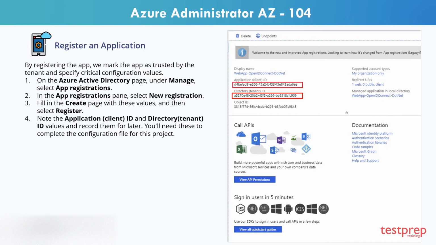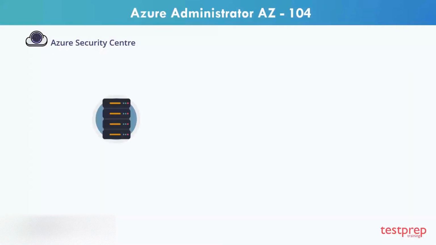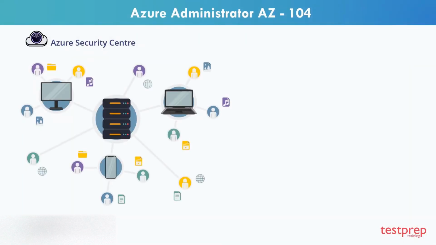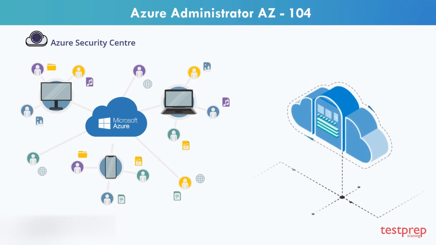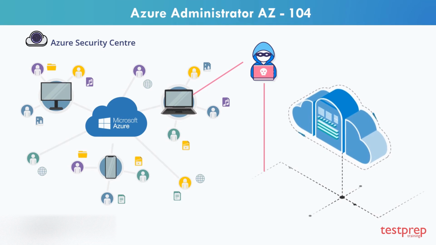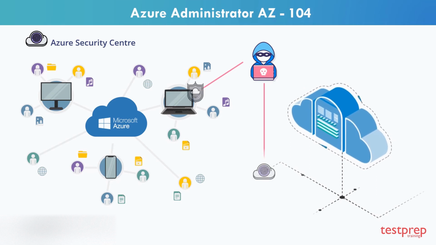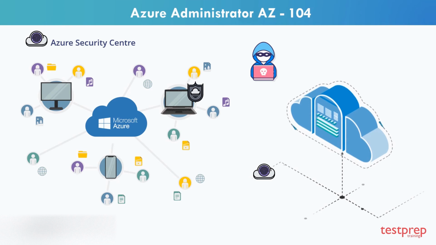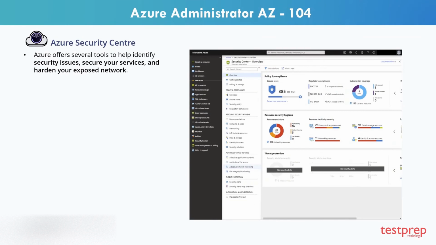You've now configured the Azure AD tenant, and performed the initial application registration, to enable your application to communicate with your Azure AD tenant. Keeping your cloud data and resources safe is a shared responsibility between you and Azure. Keeping track of created resources across the organization, and ensuring they comply with your security policies, is a full-time job for security operations. A single misconfigured option can expose customer data, or provide access to internal systems to attackers trying to penetrate your network. Luckily, Azure offers several tools to help identify security issues, secure your services, and harden your exposed network. Azure Security Center is one of the primary tools used to detect threats.